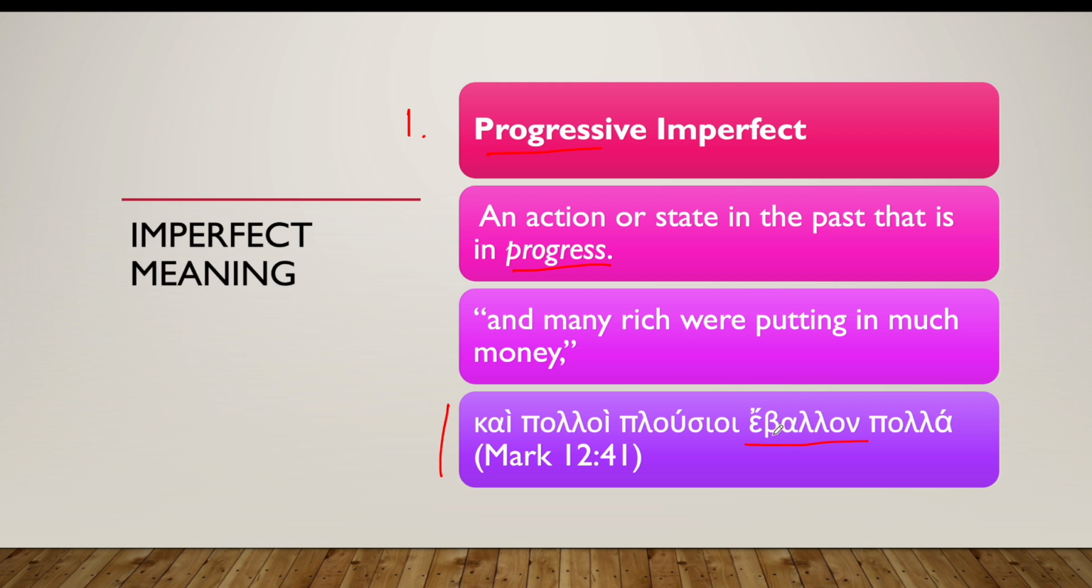Okay, and this is an example of an imperfect verb. Right? So this is your verb. This is a conjunction kai. This is the subject, and this is the object. Okay, so subject and object. Okay. So, many rich people were putting in a lot of money, much money, okay?